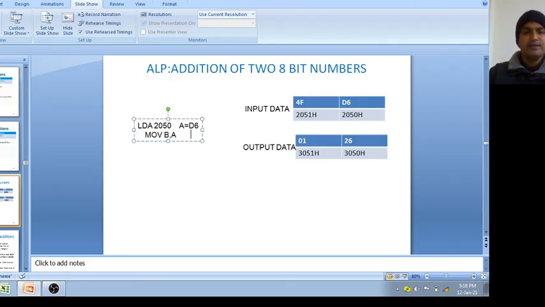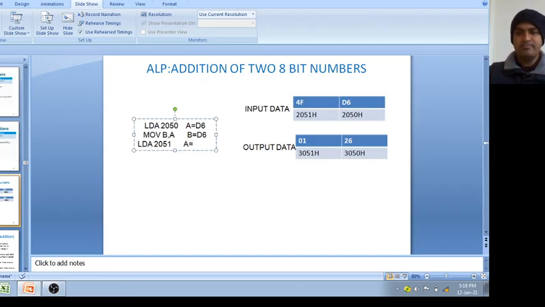It means B equal to what? B equal to A, which means B equal to D6. Now you have to transfer contents of the other location into A. Then use LDA 2051. It means A equal to what? 4F.